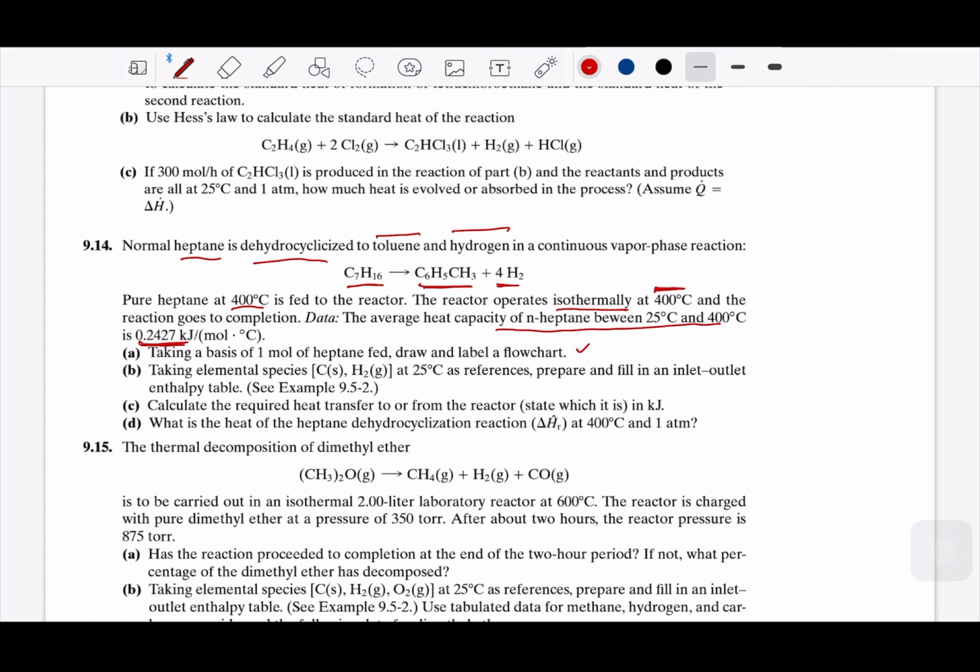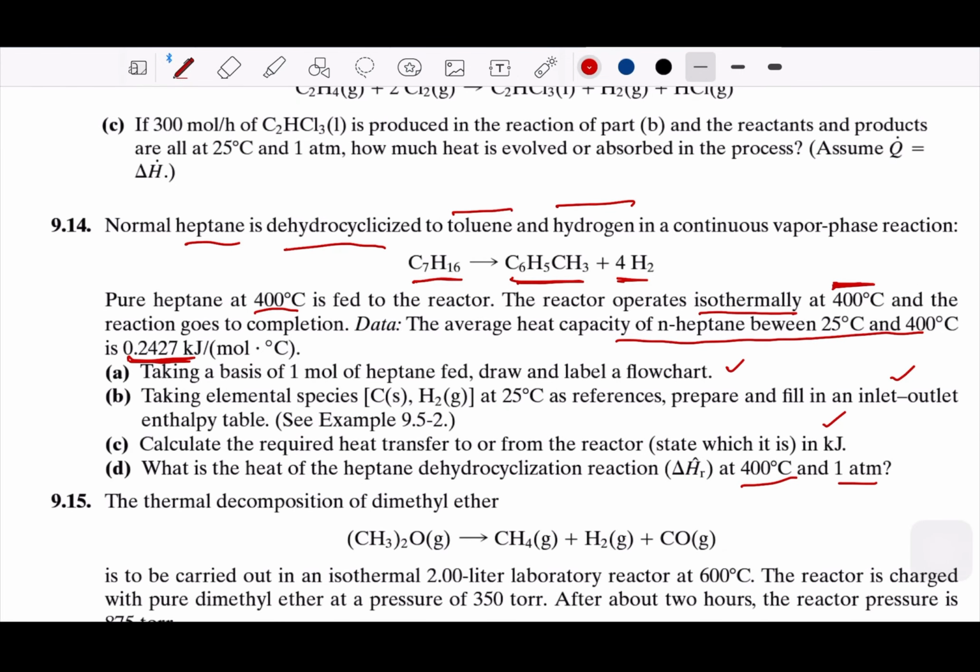First, draw the flowchart, and then the enthalpy table, and then the required heat transfer. What is the heat of the heptane dehydrogenation reaction at 400 Celsius and 1 atmosphere? So actually, this fourth question is basically our standard procedure in looking at the reactions, okay, and then looking at how the enthalpy will be calculated.